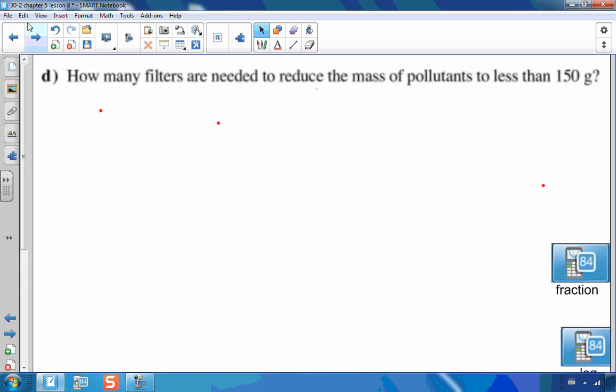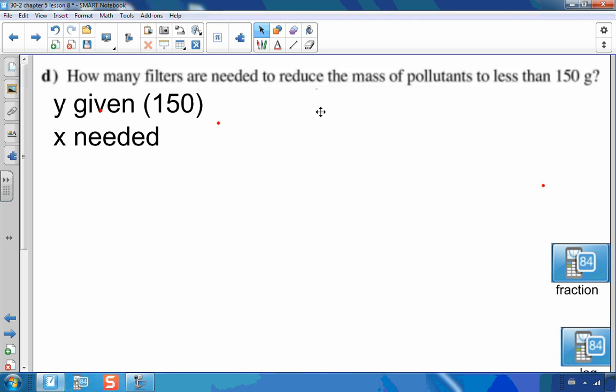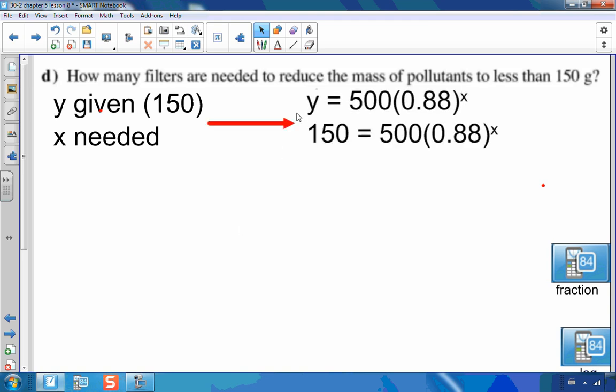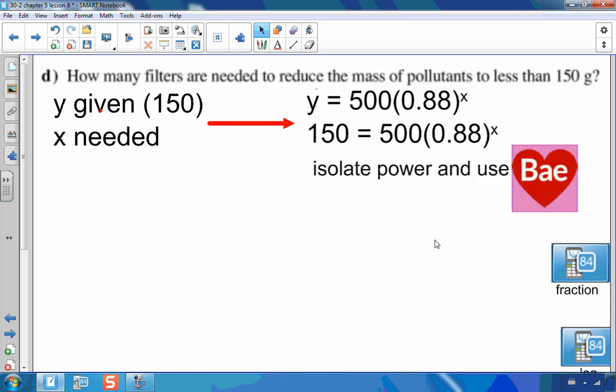What about if I asked how many filters do we need to go through to reduce the mass to less than 150 grams? So 150 grams is a y value. So this is an example of y given, x needed. So in my equation, I'm going to replace y with 150. So to solve this equation, because x is my exponent, what I'm going to do is isolate my power and I'm going to use Bay. So divide both sides by 500. And then I have this number here.